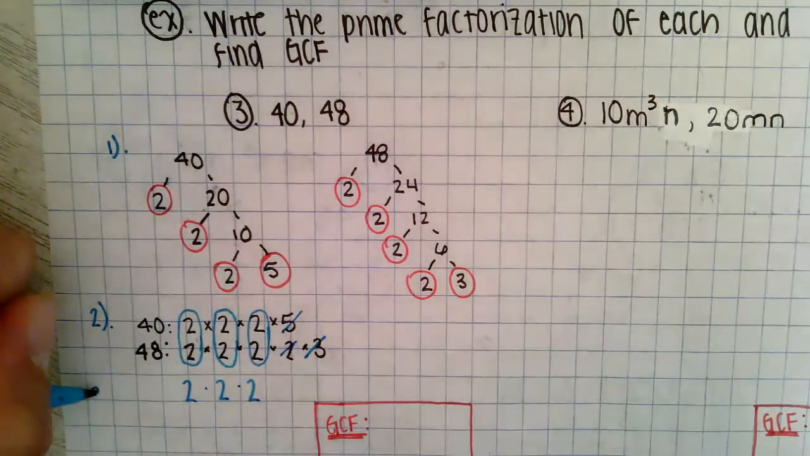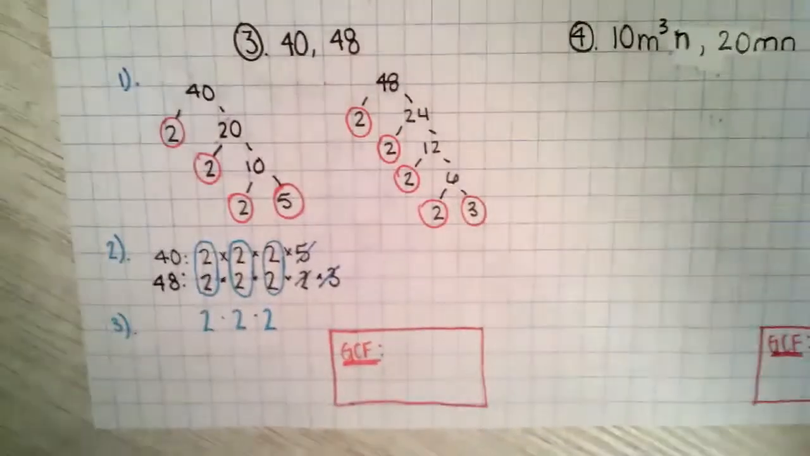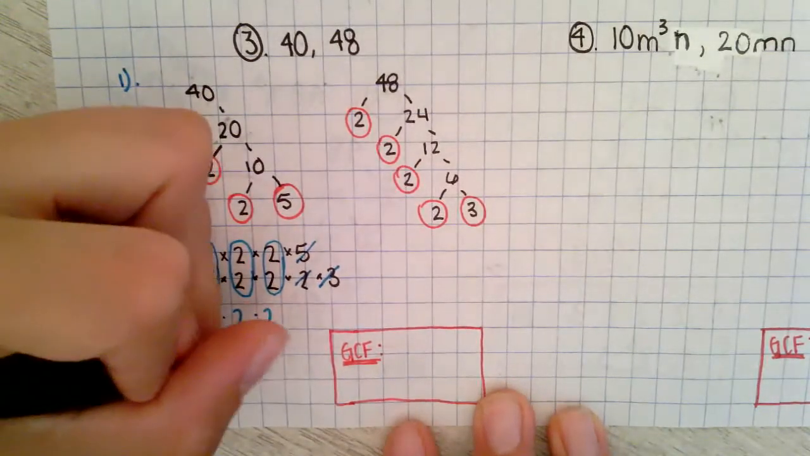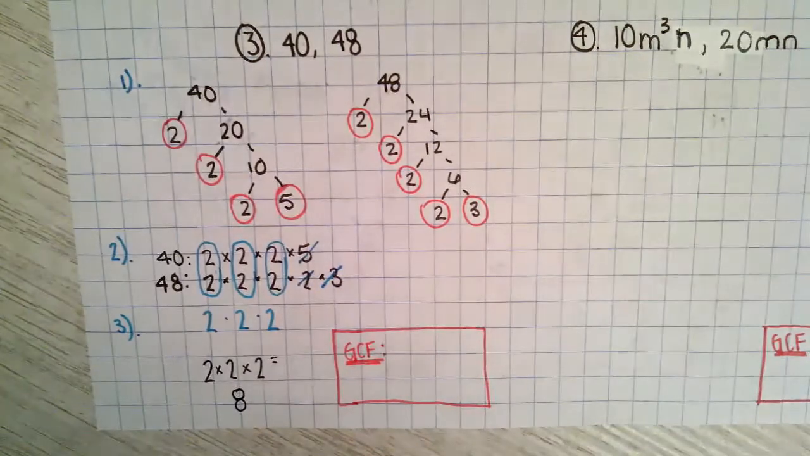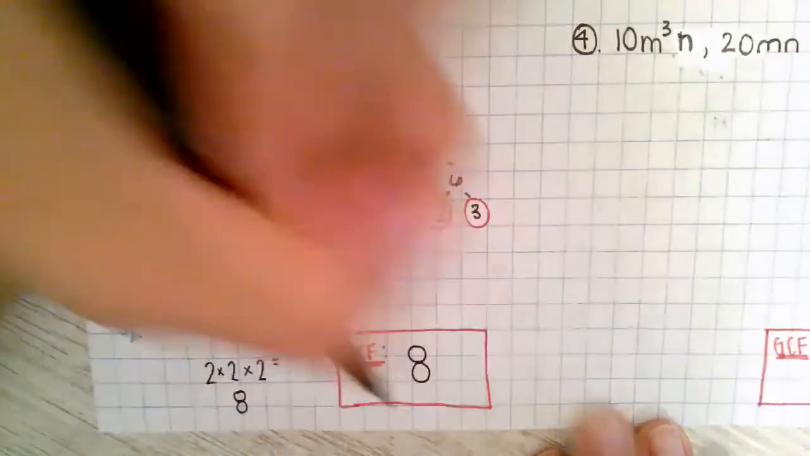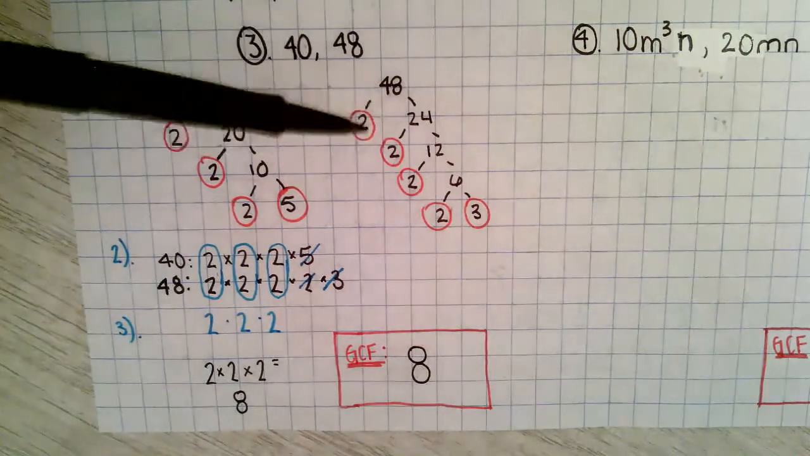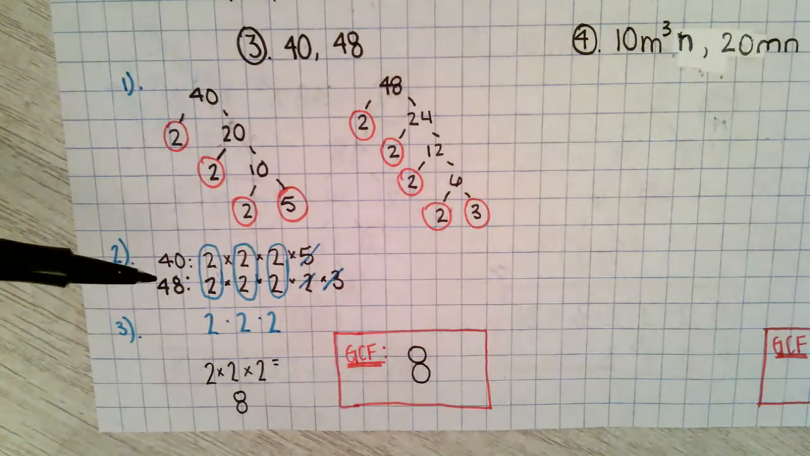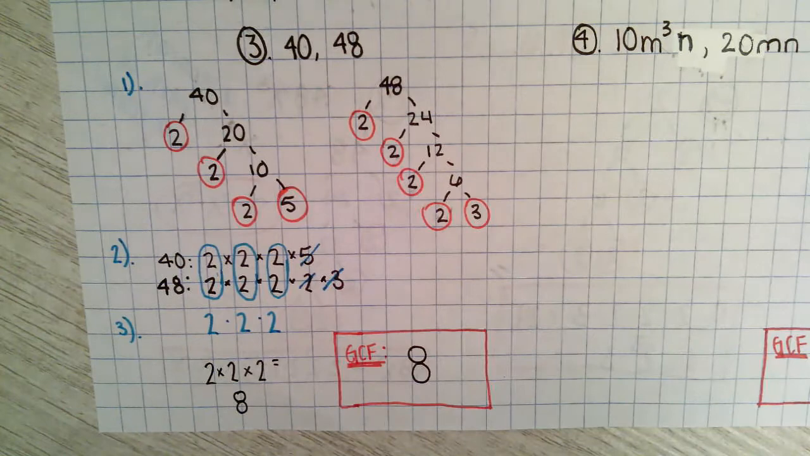My final step is step 3, which is to multiply my common factors. So all I have to do, 2 times 2 times 2 equals 8. That means my greatest common factor is 8. And so the reason that this is actually easier is because I would have had to write out all of the factors of 48 and all the factors of 40 in order to get to 8. This is a lot easier, especially as our numbers get bigger and more complicated.